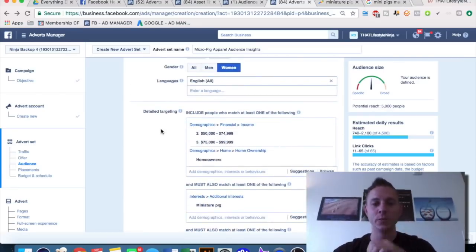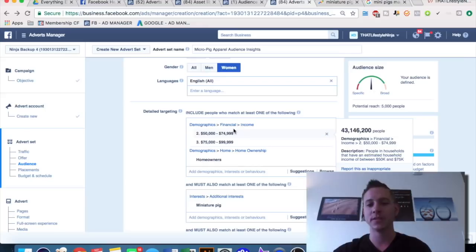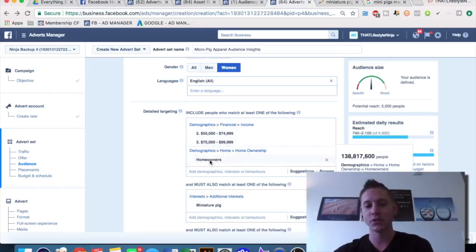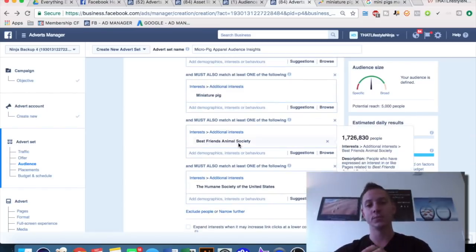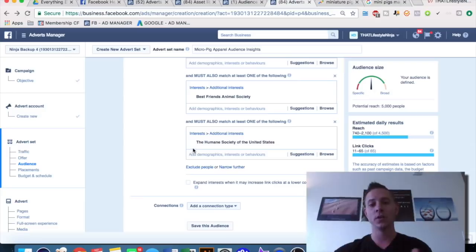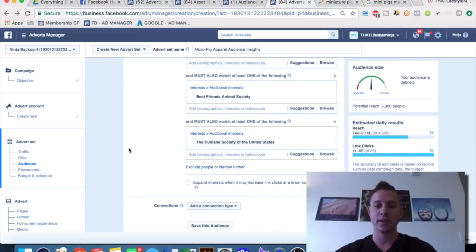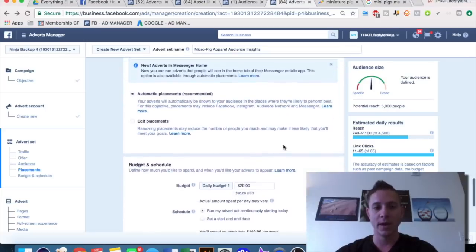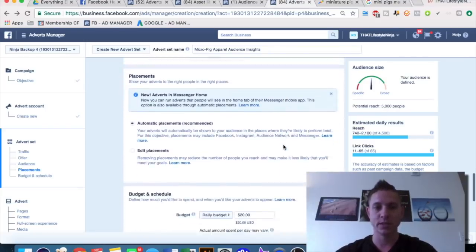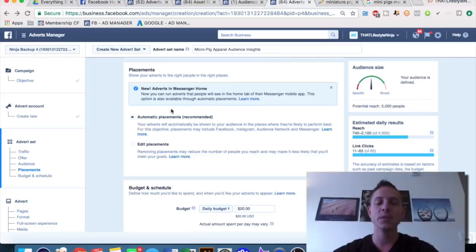And let's break it down. So we need somebody who's either between 50 and 75, or 75 and 100, or owns a home. We need somebody who 100% likes a micro pig, and also 100% likes Best Friends Animal Society, and also likes the Humane Society of the United States, right? So we can save this audience if we want, or we can go ahead and move on to the next section, which is placements. So placements is basically where your ad is shown, right?